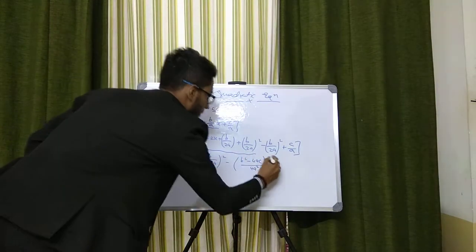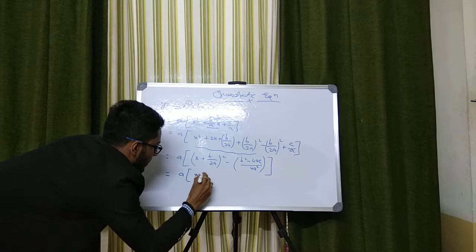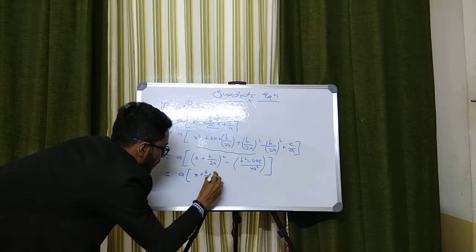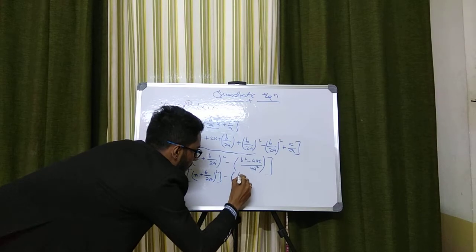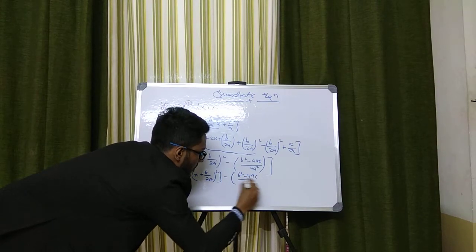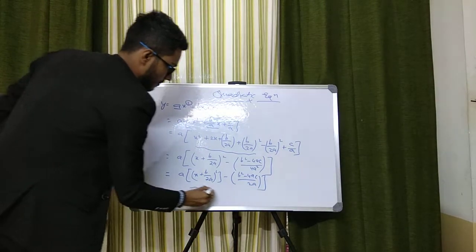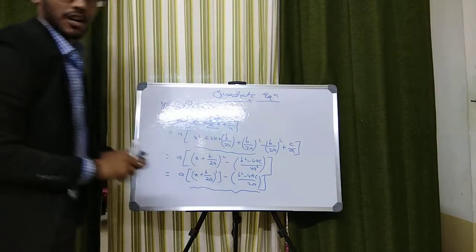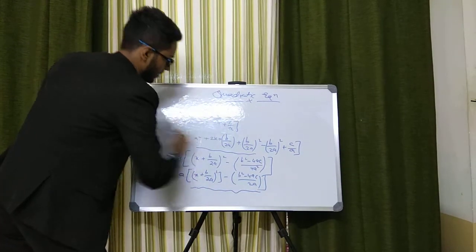So now it will be a into x plus b by 2a whole square minus b square minus 4ac by 4a. Right? So this is the standard form of a quadratic equation. Now coming back to the nature of roots. I'll erase it and write it again.